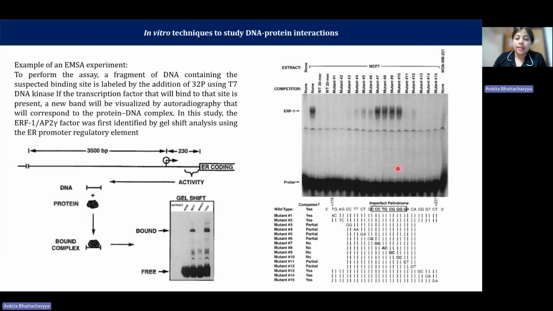This is another example where multiple mutants have been utilized to compete with your wild type sequence, so that you can identify the relevance of each individual base within that sequence, and to find out which is the exact motif that is necessary for binding of the protein to the DNA molecule that is under study.